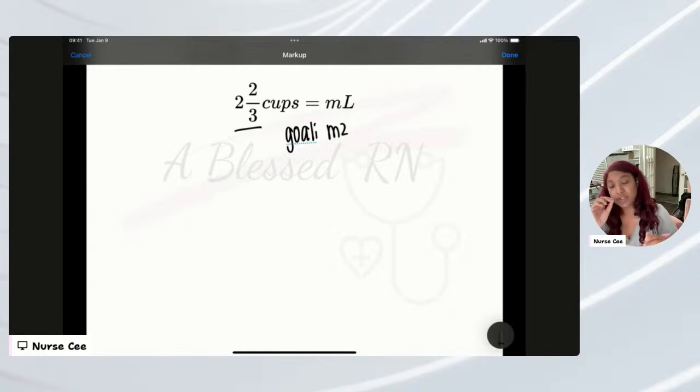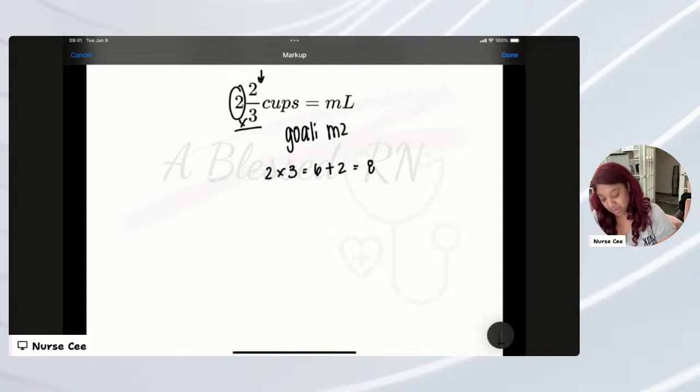To change this mixed fraction to an improper fraction, we take the whole number and multiply it times the denominator. So 2 times 3 equals 6. Then we add the numerator, the number at the top, to this, so that's 8. Then we put it over the denominator. That's how you convert your fraction. So our new cups is 8/3 cups.